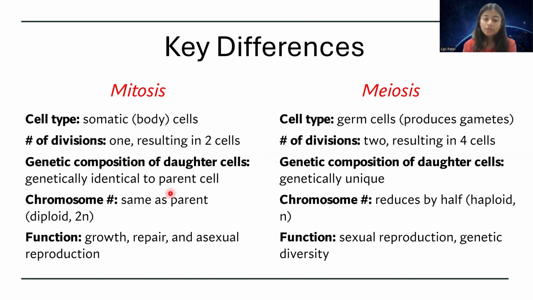The genetic composition of daughter cells in mitosis is identical to the parent, while in meiosis it is genetically unique or genetically diverse. It is not the same as the parent cell. Chromosome number is the same as the parent cell, which is 2n, in mitosis, but as we just saw, in meiosis it is reduced by half, leading to n chromosomes, or haploid. Function is growth, repair, and asexual reproduction for mitosis, and sexual reproduction and genetic diversity in meiosis.